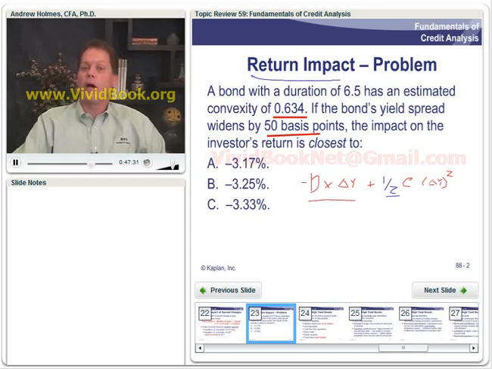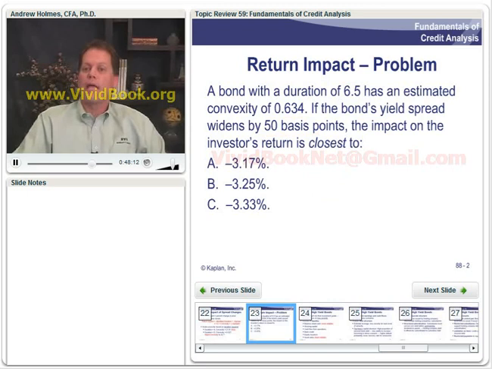We also have to make sure that the duration squared is in the same order of magnitude as convexity. In this case, we take 6.5 squared. Well, we don't get anything close to 0.634, right? So that means that we've got to adjust this 0.634 so that it has roughly the same magnitude as 6.5 squared. And if you do that, what you're going to see is that it turns out to be 63.4. So getting rid of my chicken scratch, and going back to our answer.